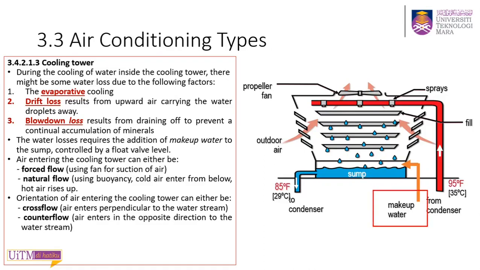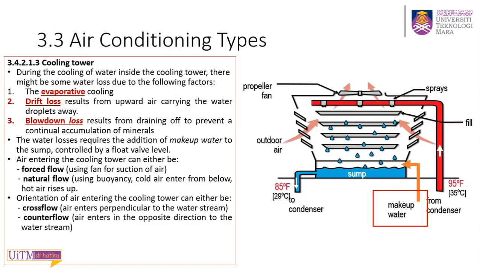During the cooling process, air can enter the cooling tower using two methods, which are either forced flow or natural flow. Forced flow cooling towers require a large fan for suction of air, while natural flow cooling towers use the buoyancy concept, where cold air will enter from the bottom, and as it absorbs heat from the water, it will start to rise to the top.